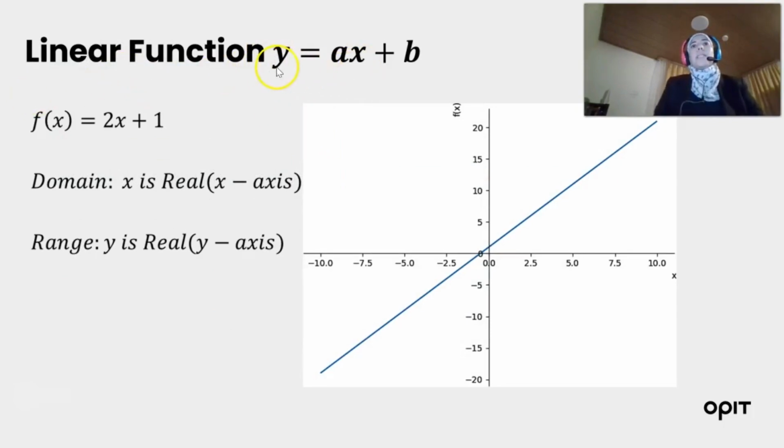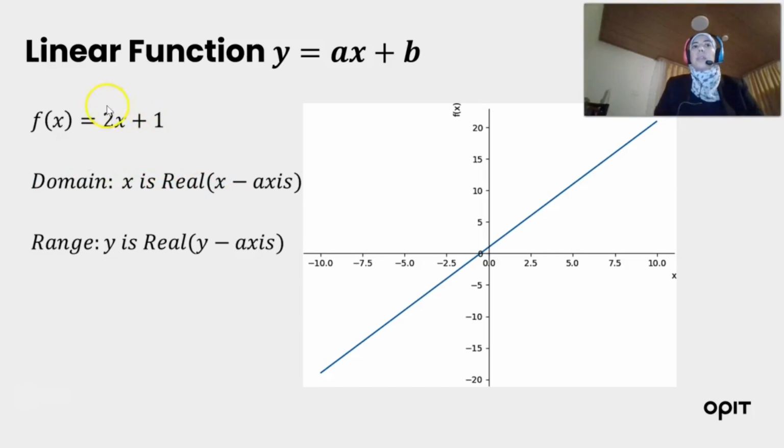Okay, now what is the linear? Linear functions mean x to the power 1. This is the meaning of linear. So the general form is y equals ax plus b, where a and b are just constants. For example, f of x equals x plus 1. We agreed before that the domain of this function is the set of all real numbers.